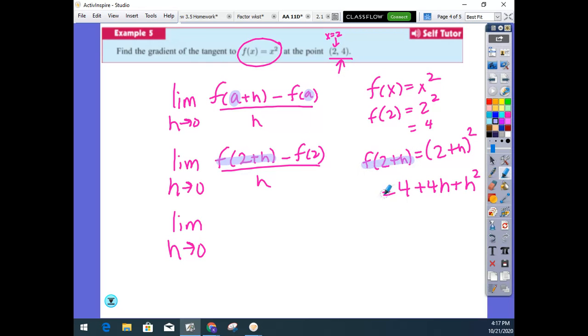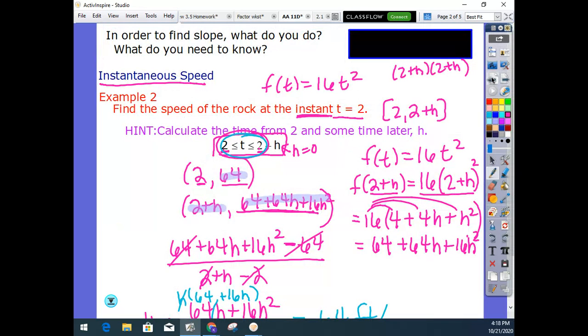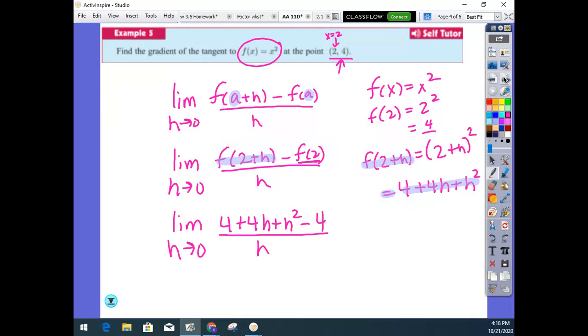Remember, f of 2 plus h equals all of this. So I'm going to replace this with what it equals, 4 plus 4h plus h squared minus, what is f of 2? 4, all over h. Now let's go back here. Remember what I said back here? This cancels, and you're always just going to have h on the bottom if we wanted an exact value. And everything on top has to cancel that doesn't have an h. So we end up in the same spot.